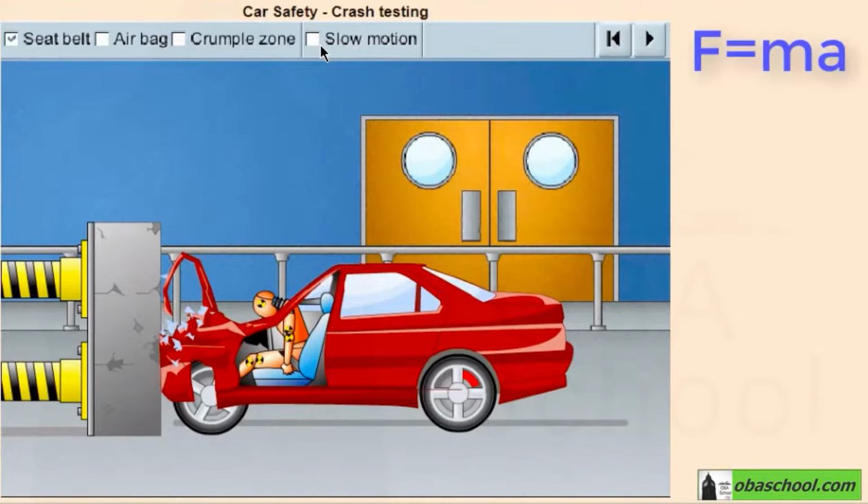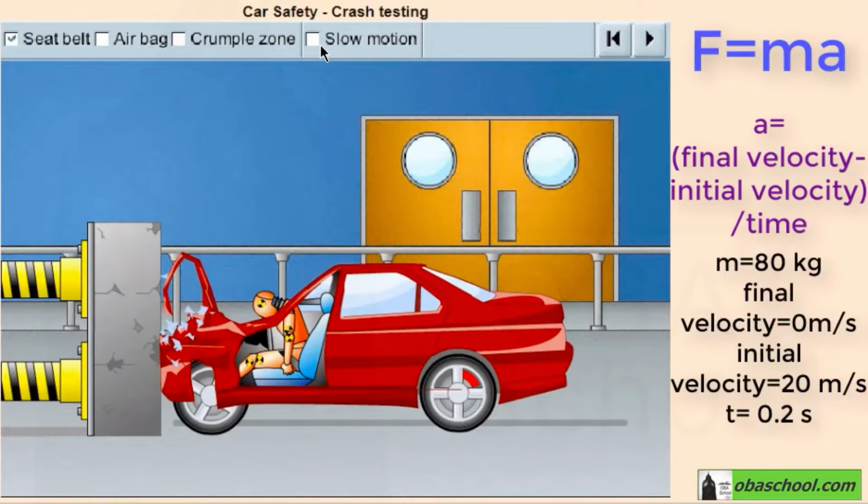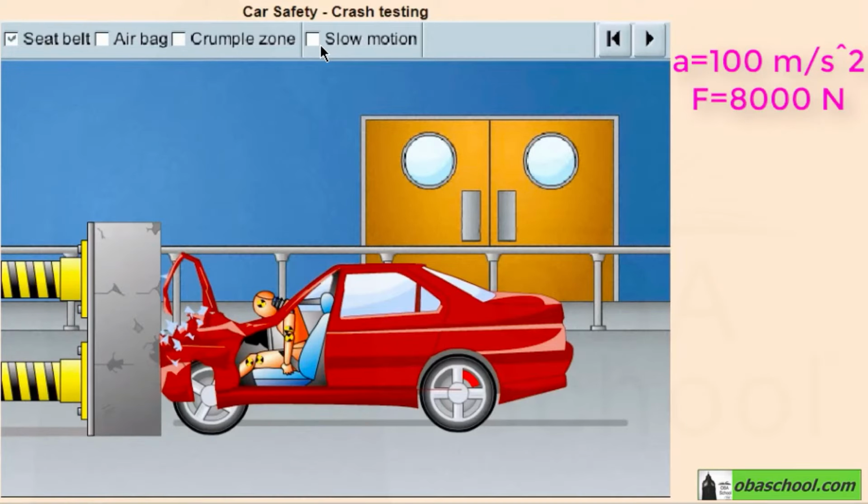Exactly! By using the equation F equals ma, force equals mass multiplied by acceleration, where the acceleration is calculated from the final velocity subtracted from the initial velocity divided by time, and by replacing each term by its appropriate value, where mass equals 80 kilograms, final velocity 0 meters per second, initial velocity 20 meters per second, time equals 0.2 seconds, this gives an acceleration of 100 meters per second squared and a force of 8,000 newtons.